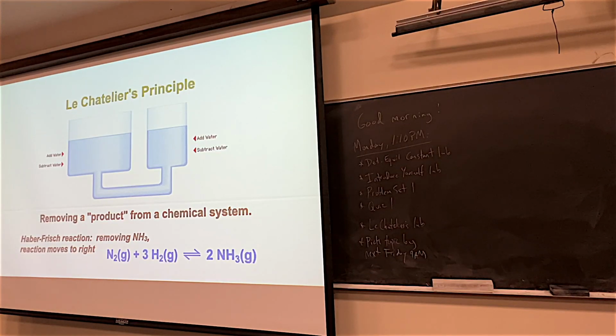But anyway, the idea is that you add something, it moves to the opposite side; take away, it moves to the side you took away from. So in this one, if you're trying to maximize NH3, add all the reactant you can and take away all the ammonia you can as it forms. Is that cool? Questions?